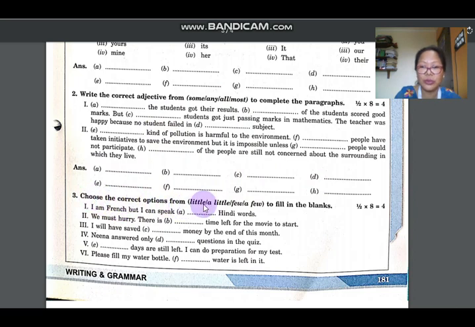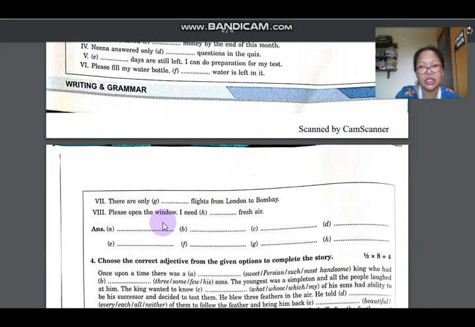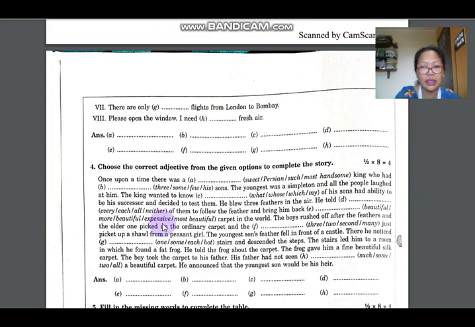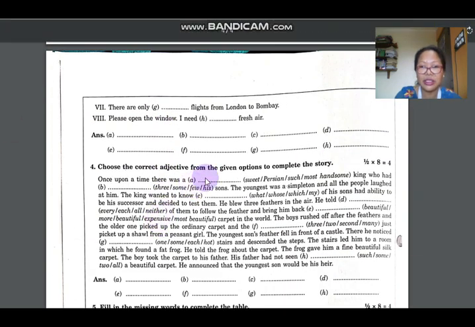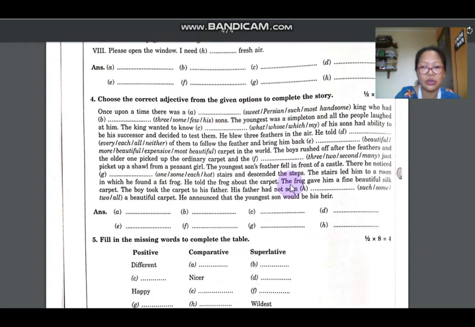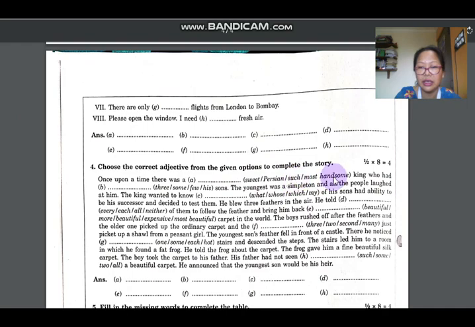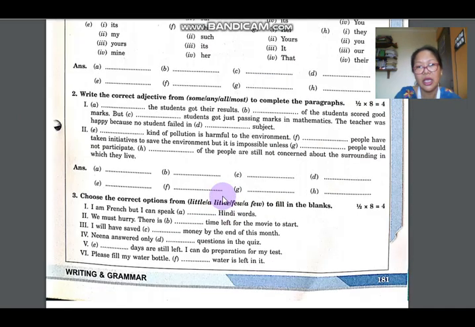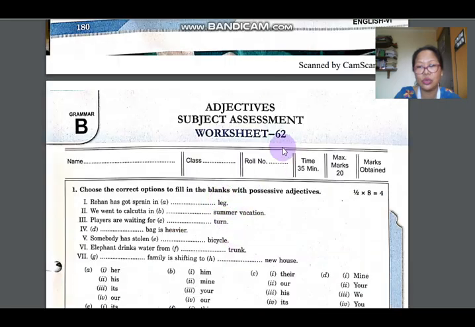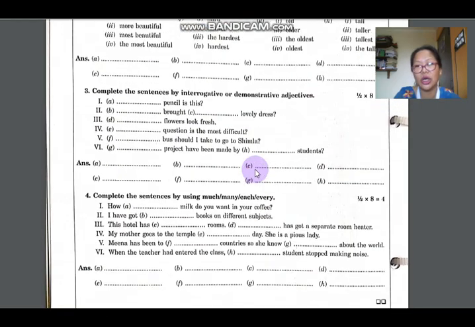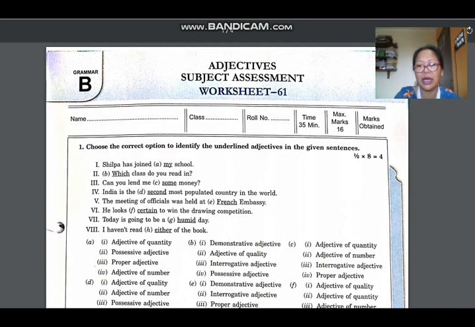Choose the correct option from little, a little, few, a few. Okay, and here choose the correct adjective from the given options. So the adjectives are already given here in the bracket. You have to choose the correct option and write it. So children, worksheet number 62 is your homework. Please send it to me by tonight. I hope it is clear to all of you.